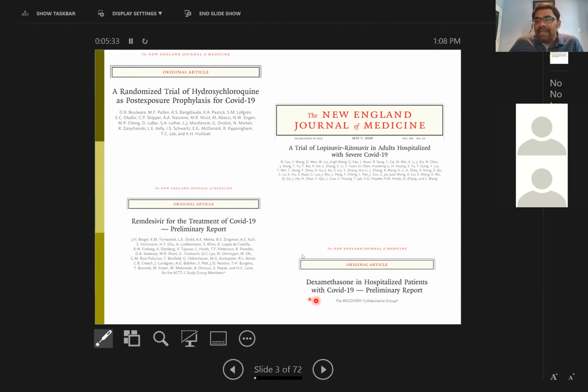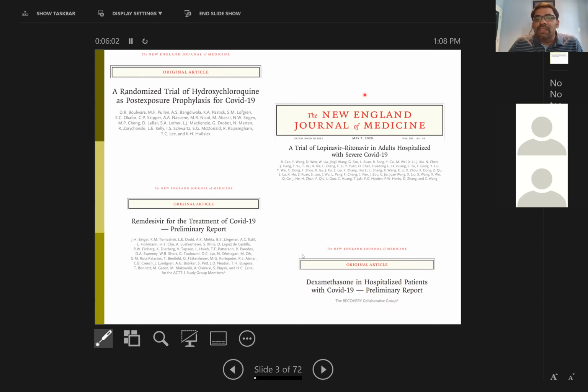Dexamethasone, again, has got nothing to do with the virus. It's more to do with the inflammatory response or the hyperactive host immunity, which seems to calm down the hyperactive inflammatory response, and it seems to benefit people with severe COVID-19. That seems to be a useful therapy in some people. This is just a snapshot of the evolving literature on COVID treatment.